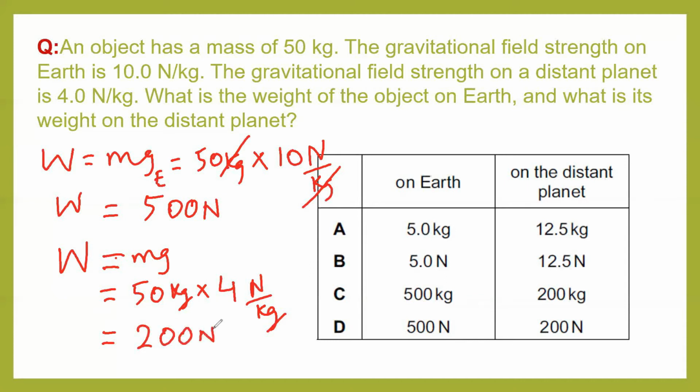So now I'm going to see the options, which one is the correct answer. 5 and 12.5 is not possible. That value is also very low for B, so that's also not possible. And C, 500 kilogram and 200 kilogram, but I have got the unit newtons over here, so that is also impossible. So the correct answer is D, where we have 500 newtons and 200 newtons.